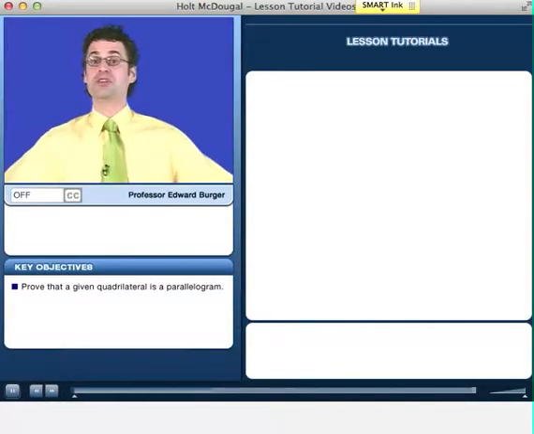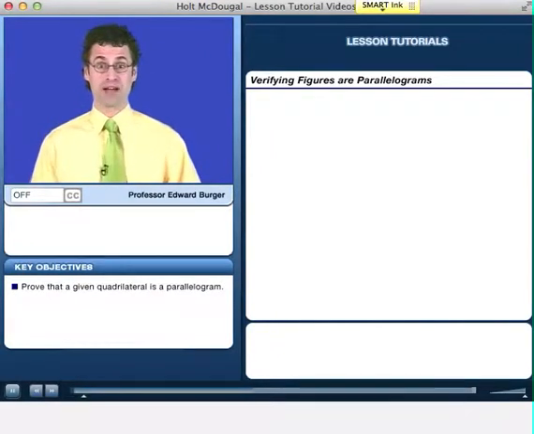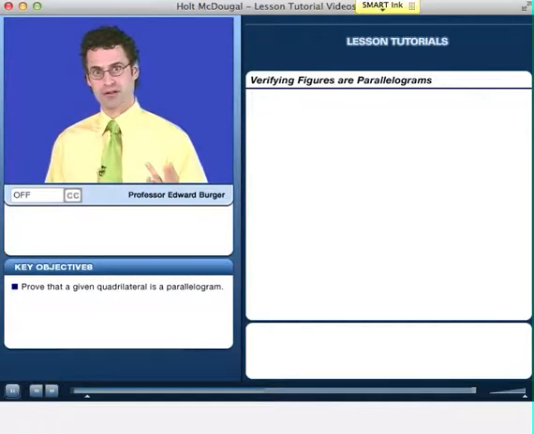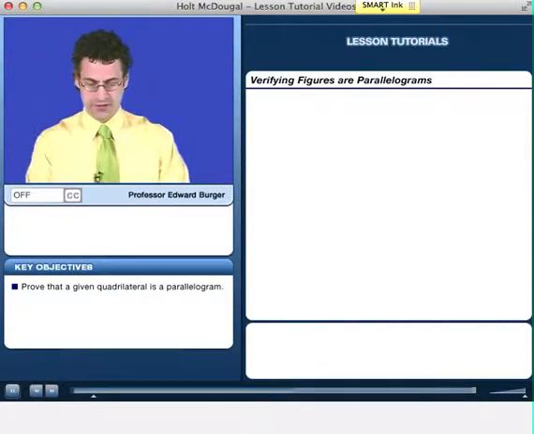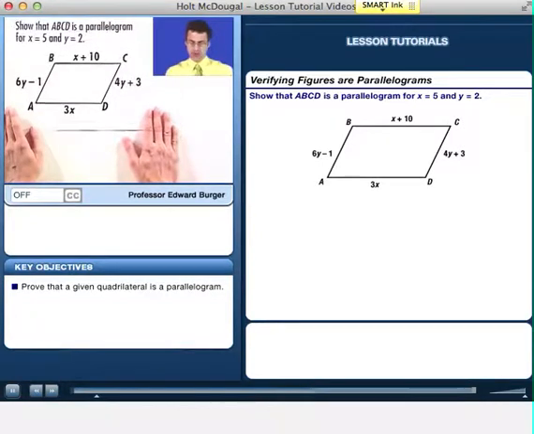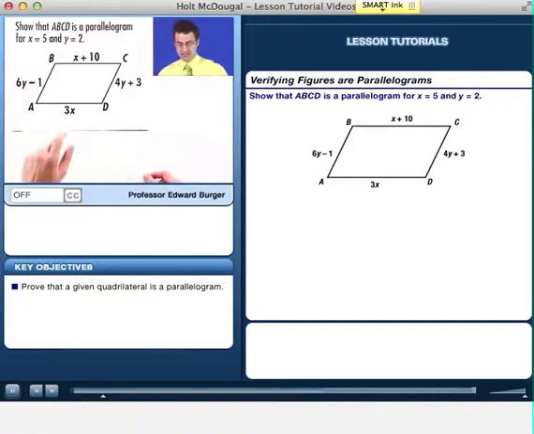A lot of times we can use the properties that we know about parallelograms to actually show that certain figures are, in fact, parallelograms. So certain quadrilaterals are parallelograms. Let me show what I mean with an example that sort of has an algebraic flavor to it. So let's show that the quadrilateral ABCD is, in fact, a parallelogram when x is 5 and y equals 2.